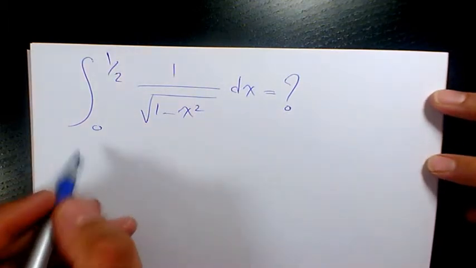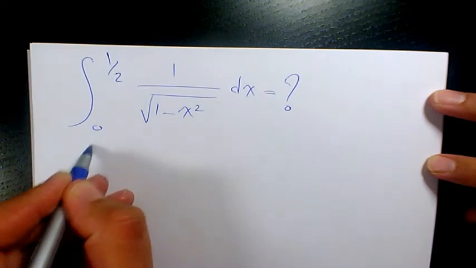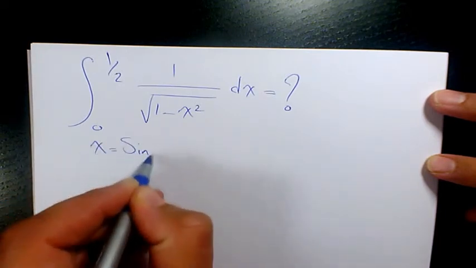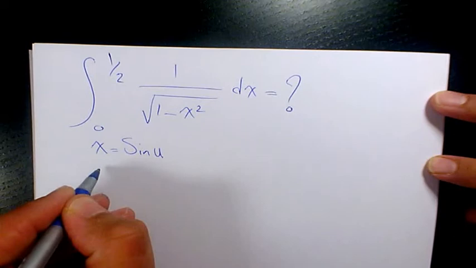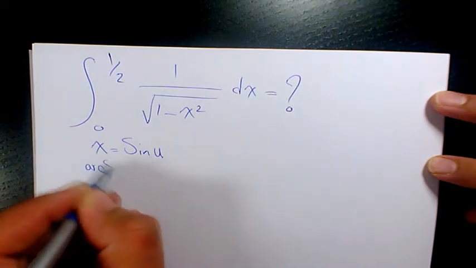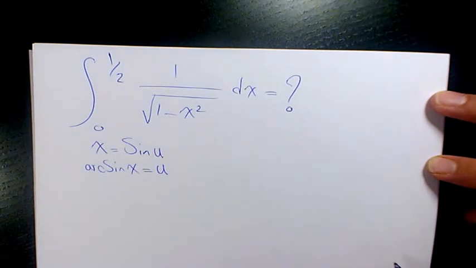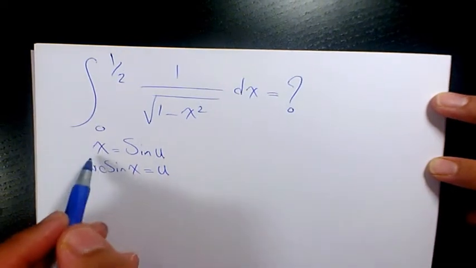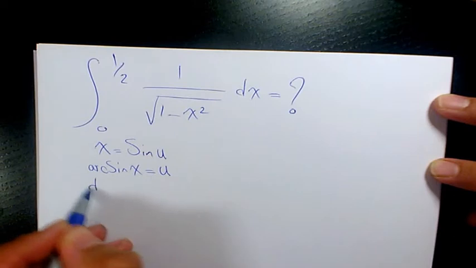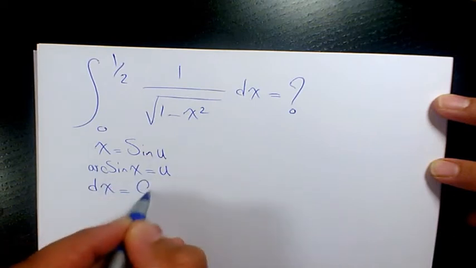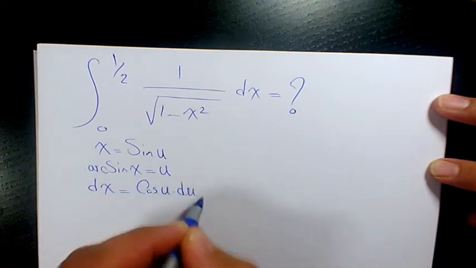First thing I'm going to use substitution method and have x equals sine u. Then you can say arc sine x will be equal to u. So x equals sine u. When you find the derivative, dx will be cosine u du.